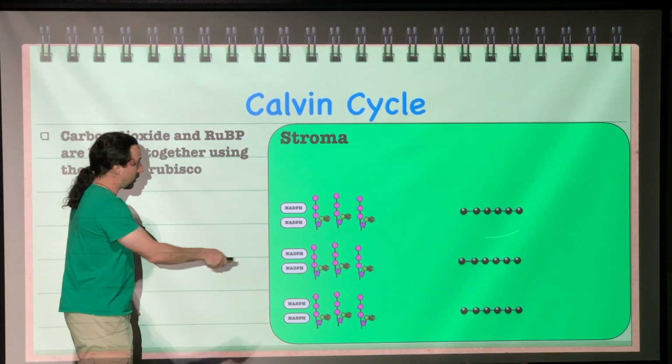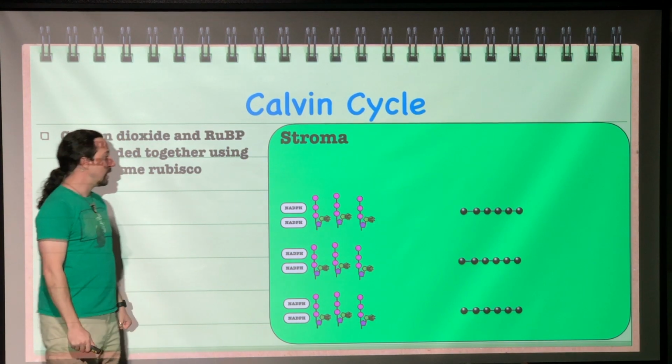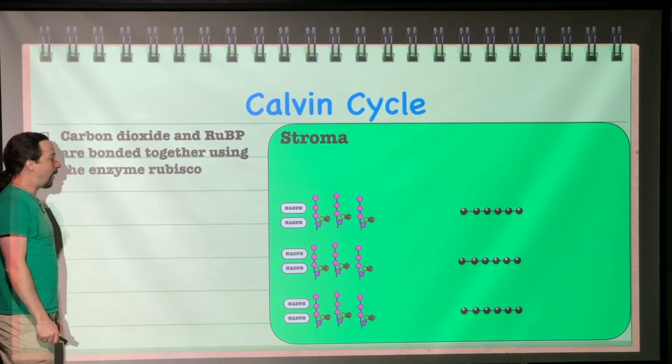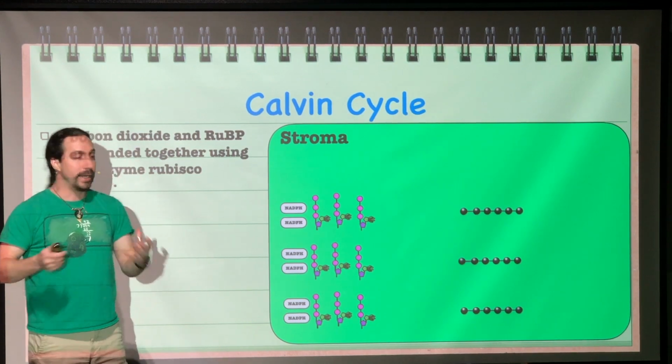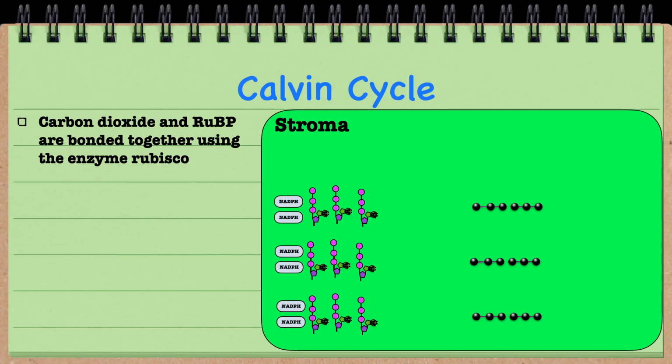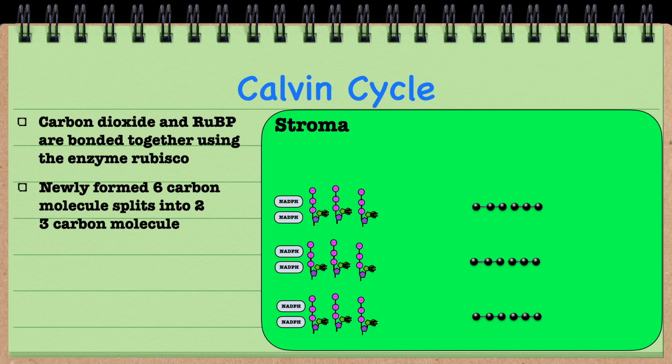So now that the carbon dioxide has bonded to the RuBP, we now have a 6-carbon molecule. And that 6-carbon molecule is going to very rapidly break down into 3-carbon molecules. It is an unstable 6-carbon molecule, so it breaks right in the center, and we end up with two 3-carbon molecules.